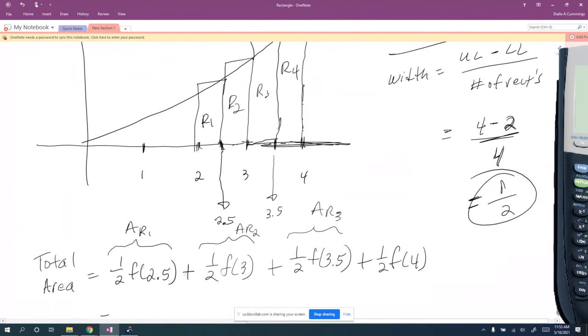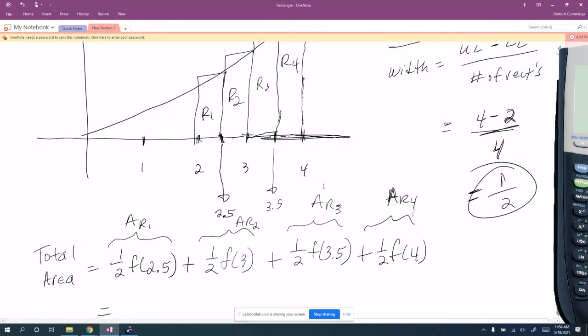Right. So before we go any further, are there any questions on this formula, this function? All right, we simply wrote out the area for all 4 rectangles, right? The width of each rectangle is 1/2. The height for each rectangle is the right endpoint.